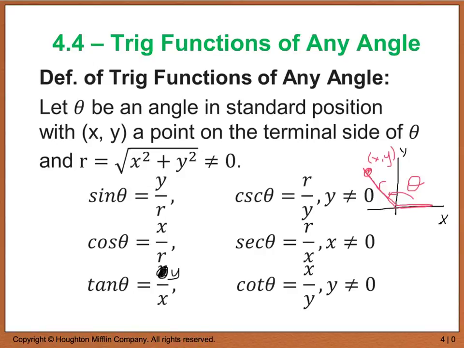And then your reciprocal functions: cosecant is just going to be the reciprocal of sine, or r divided by y, when y is not equal to 0. Secant is the reciprocal of cosine, or radius divided by x, when x is not equal to 0. And cotangent is x divided by y, when y is not equal to 0.